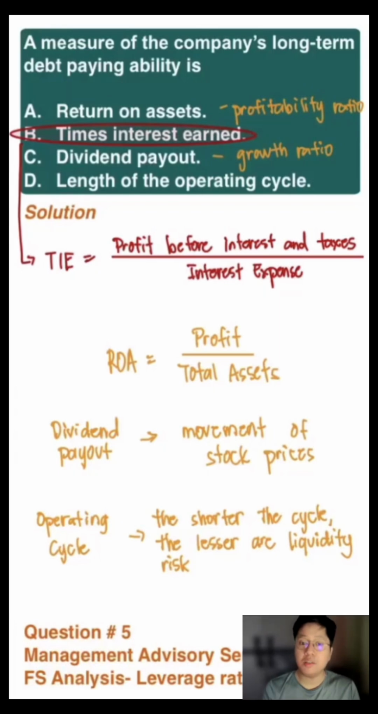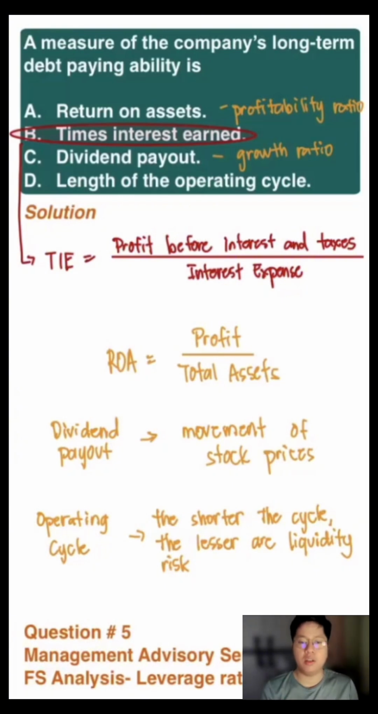Letter C is incorrect because dividend payout is more concerned with the movement of the stock prices. It is related to the growth of the stock prices. It can be related to an increase or a decrease in the stock prices.